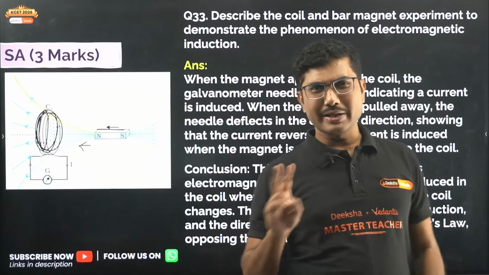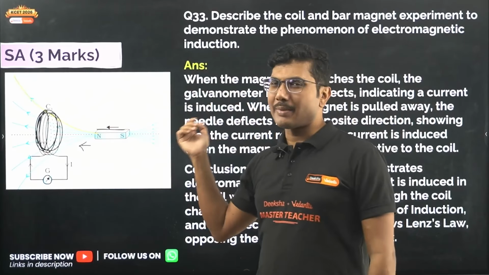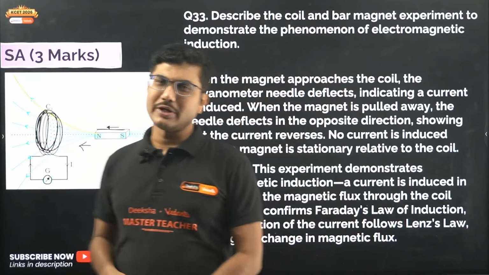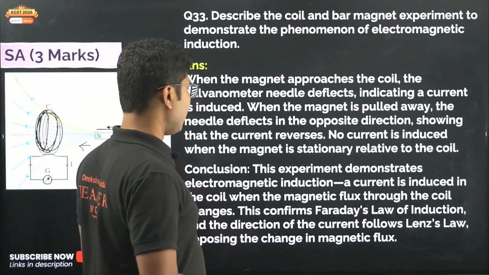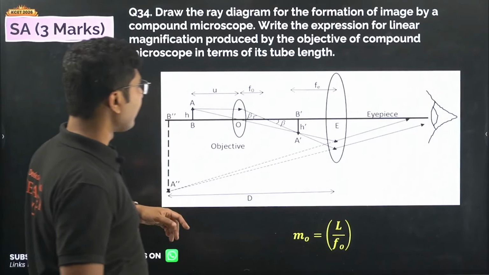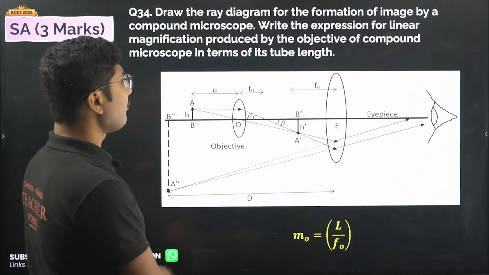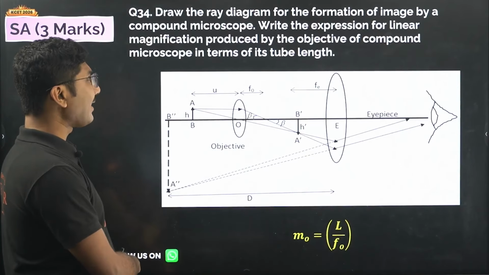Okay, the conclusion is two lines. Current is induced when the magnetic flux is changed, and the direction shows Lenz's law of electromagnetic induction. Now next question, draw the ray diagram for the formation of an image by a compound microscope.